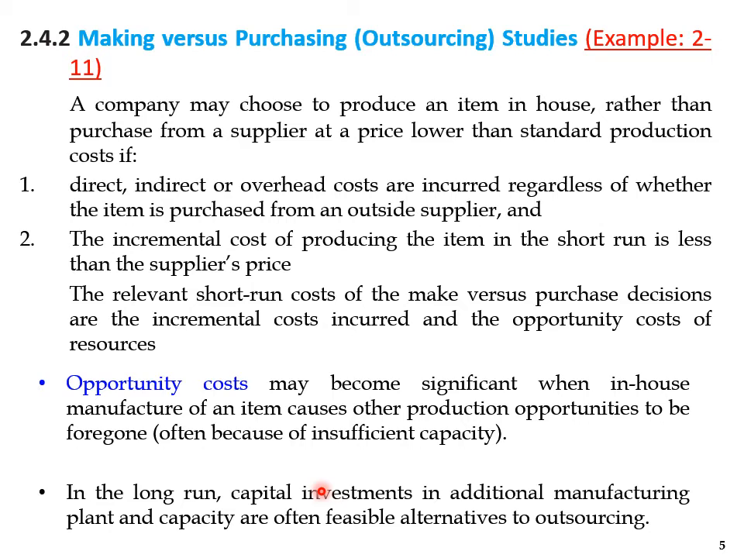But in the long run, when we consider several years, we may consider some capital investments in additional manufacturing plant or capacity. By increasing capacity through these capital investments, you can buy new machines, you can hire new workers, and you can produce in-house in your own plant at a cheaper price. So in the long run, these decisions should also be considered.